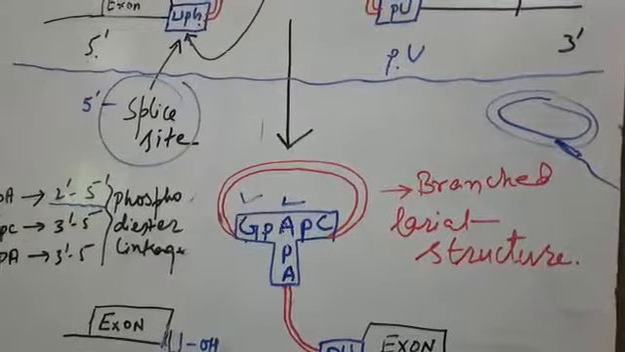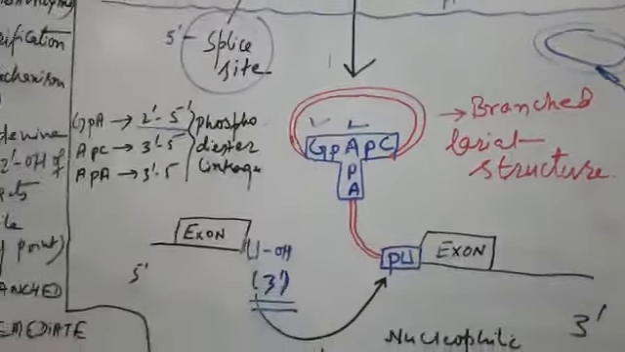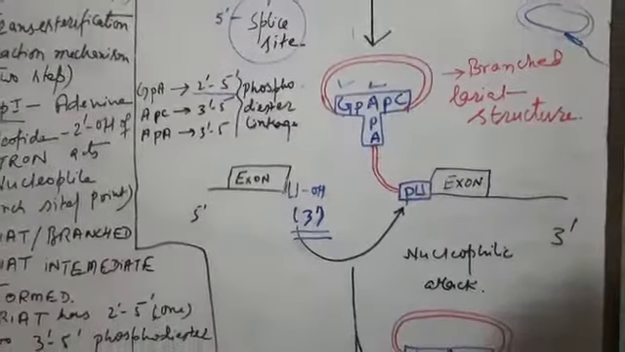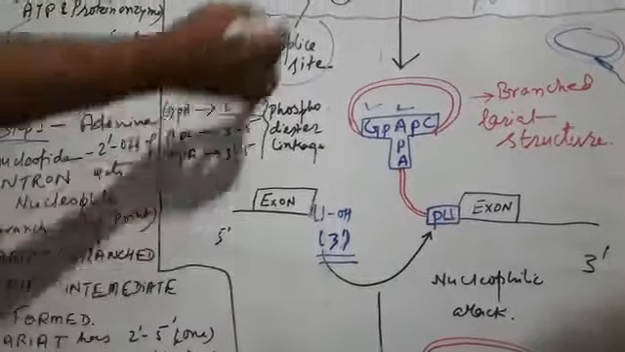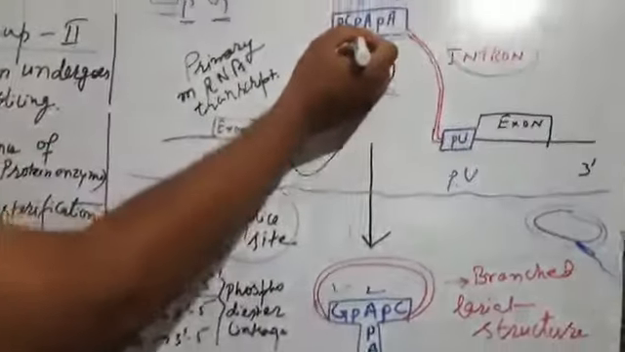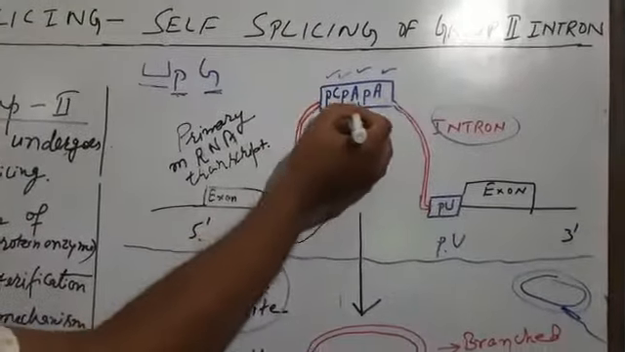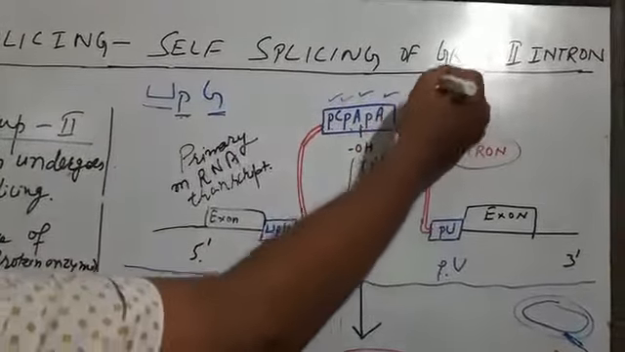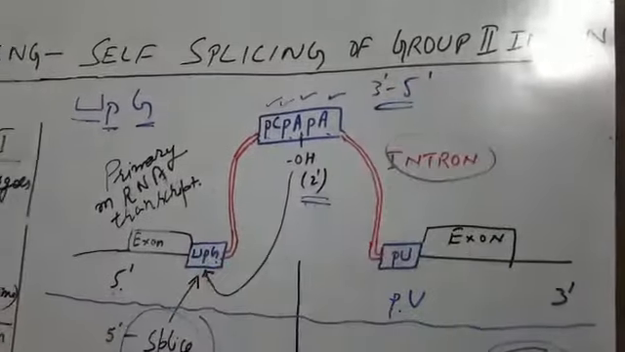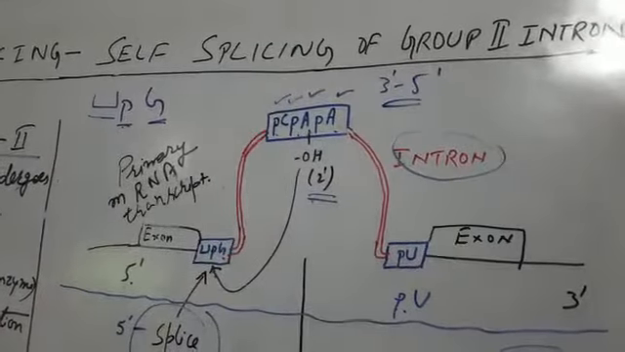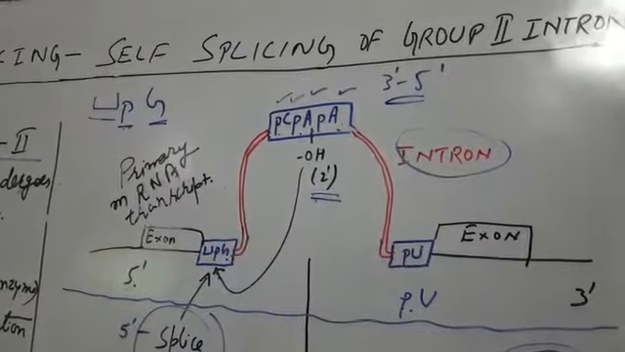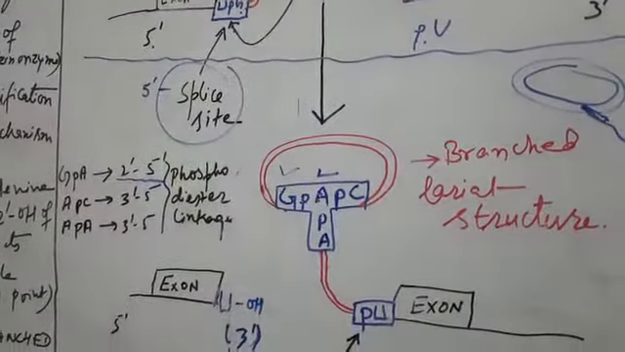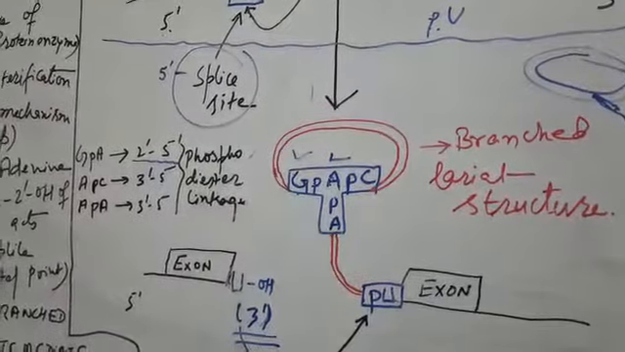Now, this is the intermediate. If you see here, you have the normal 3' 5' phosphodiester linkage. The normal linkage is the 3' 5' phosphodiester linkage. But after the attack, in the intermediate you have three phosphodiester linkages.